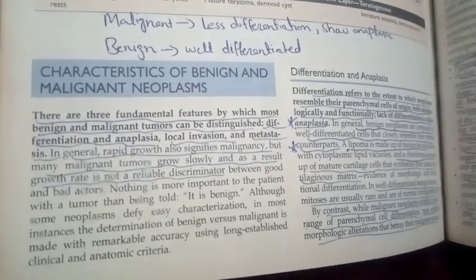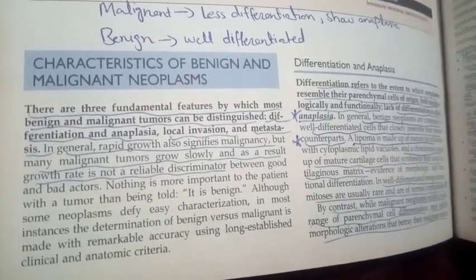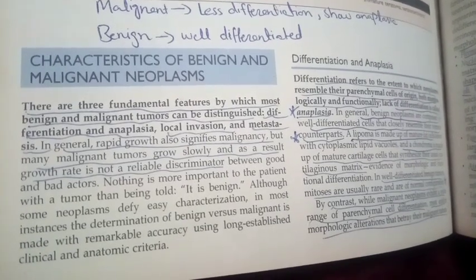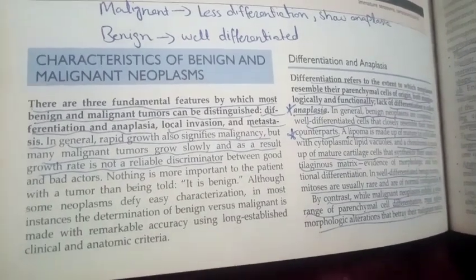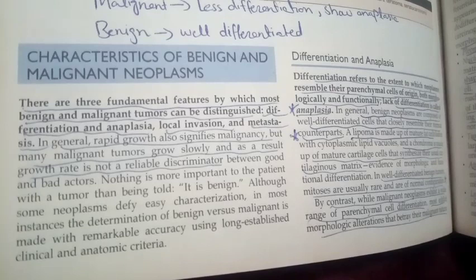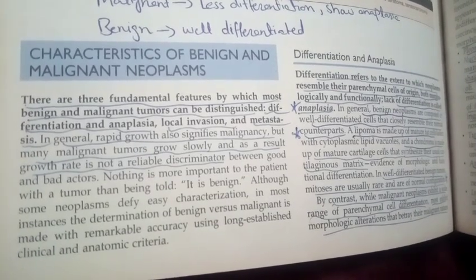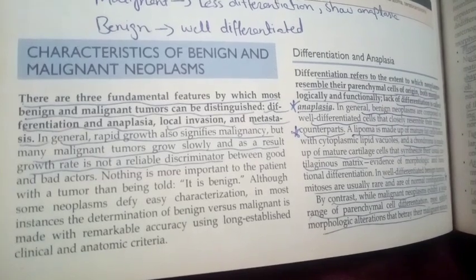Let's start the video. There are three fundamental features by which benign and malignant tumors can be distinguished: differentiation and anaplasia, local invasion, and metastasis. In general, rapid growth also signifies malignancy, but many malignant tumors grow slowly, and as a result the growth rate is not as reliable a discriminator between the good and the bad actors.